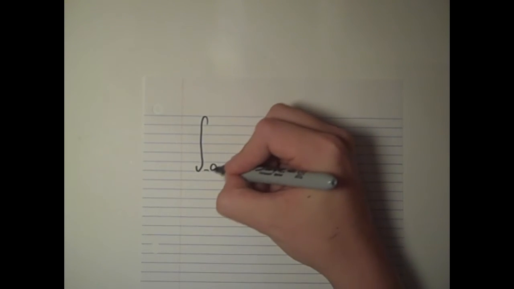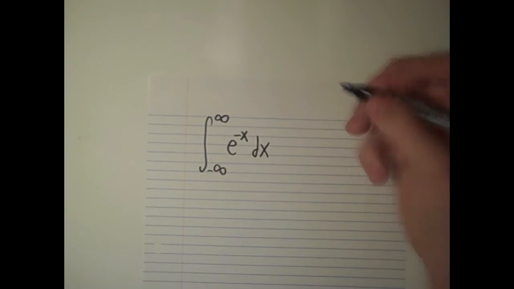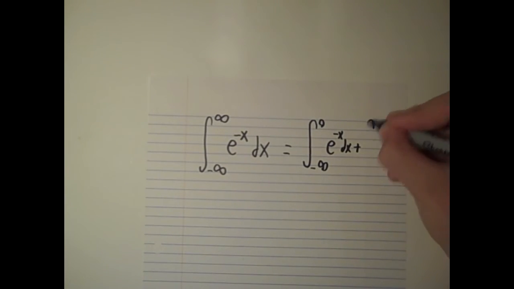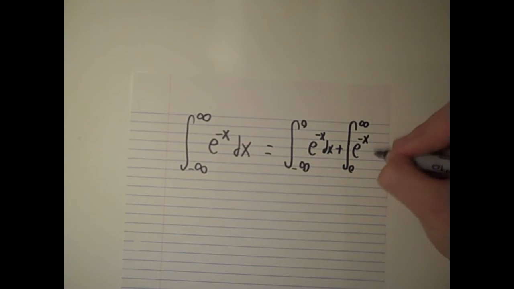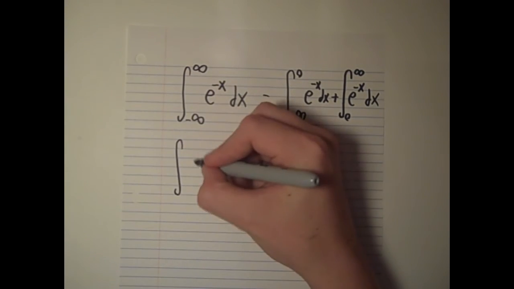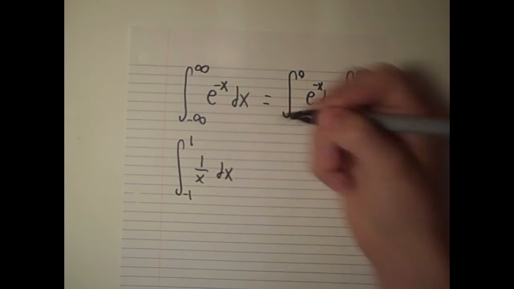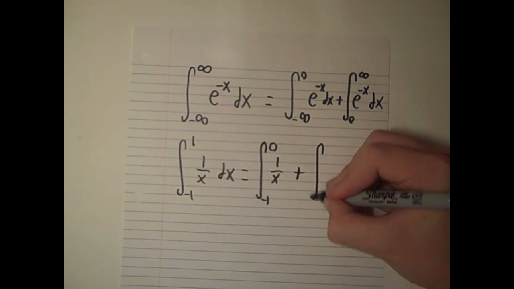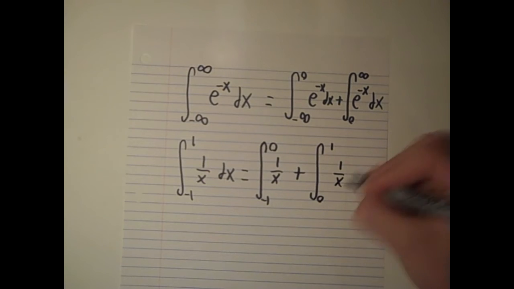In this case, you just need to break up the integral, which, as you recall, looks just like this. So if we took the integral of e to the negative x from negative infinity to positive infinity, we can just make it the sum of negative infinity to 0 and 0 to positive infinity. Or if we have an integral of 1 over x from negative 1 to 1, we can break it up into two integrals from negative 1 to 0 and 0 to 1 respectively.